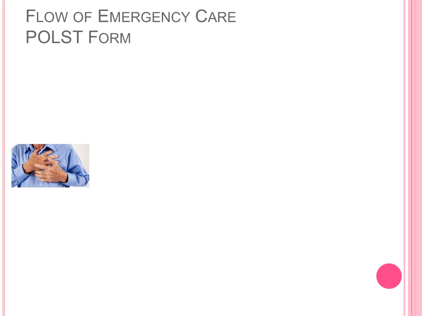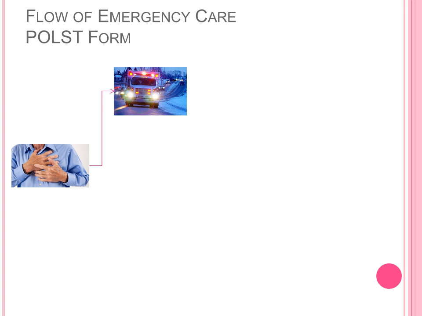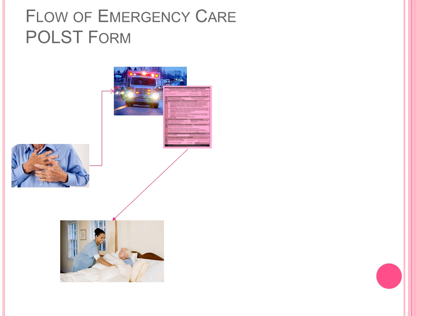With POLST, however, things change. The patient has an emergency and EMS is called. EMS reviews the POLST form, and if it says comfort measures only, the patient will be treated where they are. There won't be any trip to the hospital unless the comfort cannot be managed where the patient is. But even if the patient does need to go to the hospital, staff there will be able to see the patient's goal is to be able to get back to where they were.